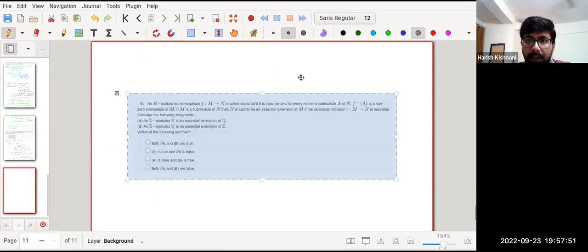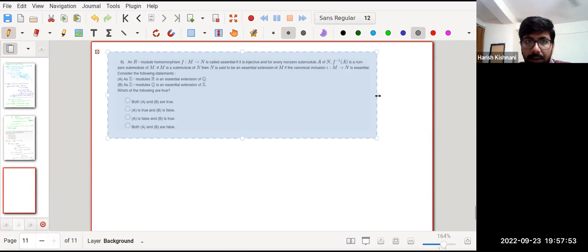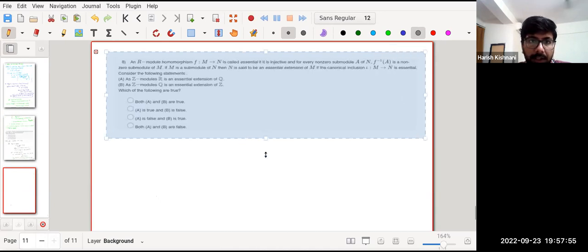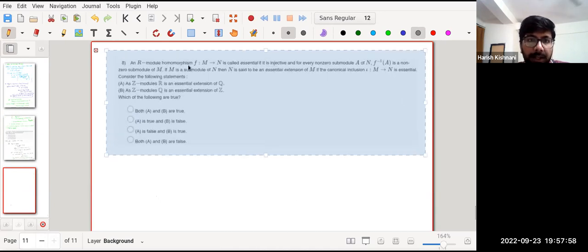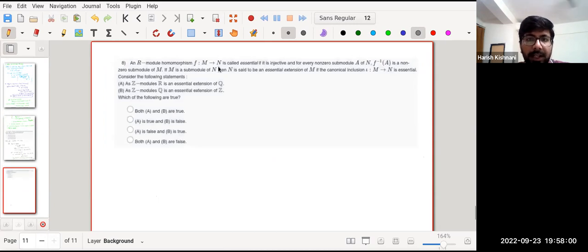2 more minutes I will need. So here there is a new definition. I think you haven't seen it. It's a very easy definition. It says that if f is a module homomorphism from M to N, then it's said to be essential, first of all, if it is injective, and every non-zero submodule of N, when you take the pre-image of it, is again non-zero. Okay, so if the module homomorphism you take to be just the inclusion map, and this inclusion map is essential, then you say that M is an essential extension of N.